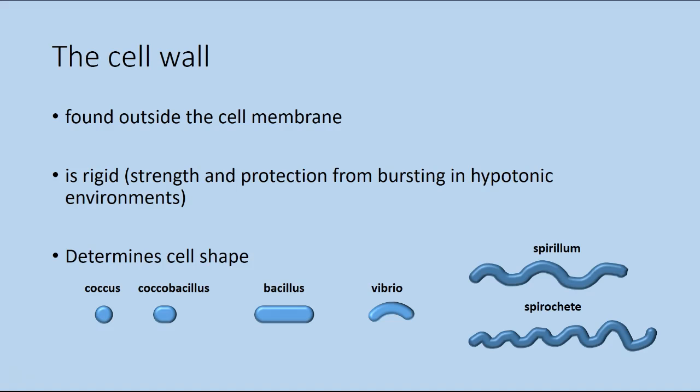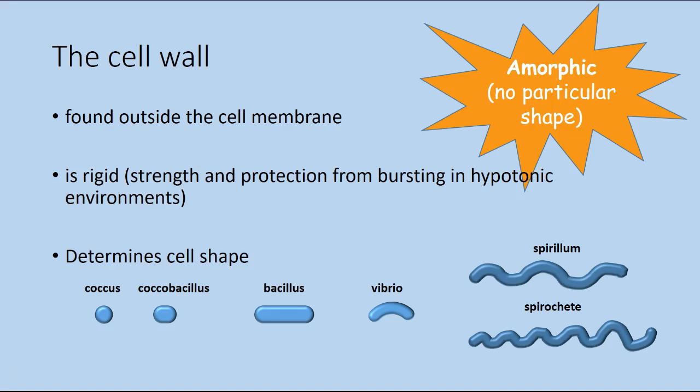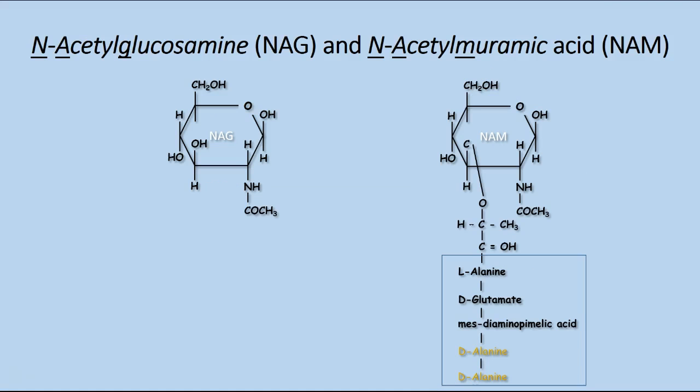Cells without a cell wall are going to be amorphic. They're not going to have a predetermined shape, so they won't have a fixed shape. An example of an amorphic cell are the bacteria known as mycoplasma. Mycoplasma do not have a cell wall. They're going to live inside a host cell that will help them maintain the constant isotonic environment that they need to grow in.